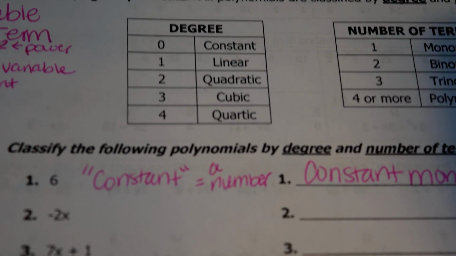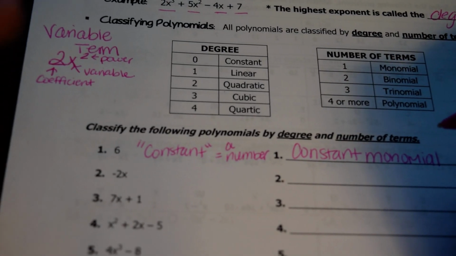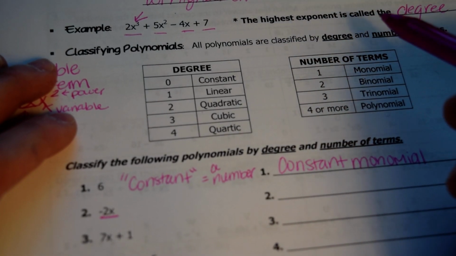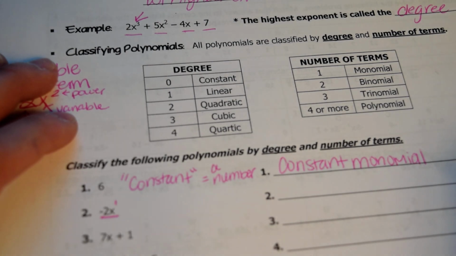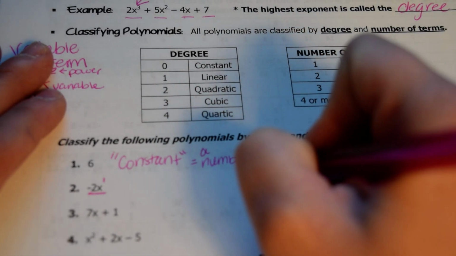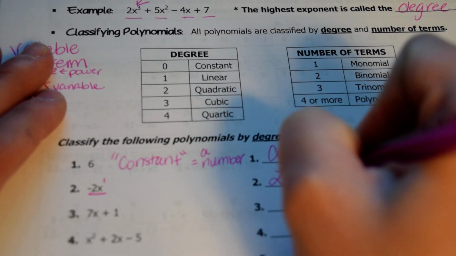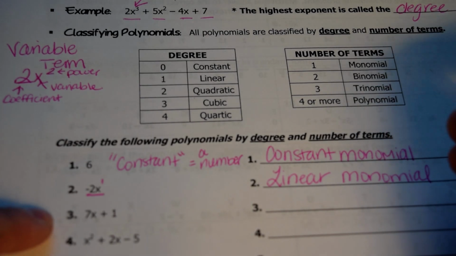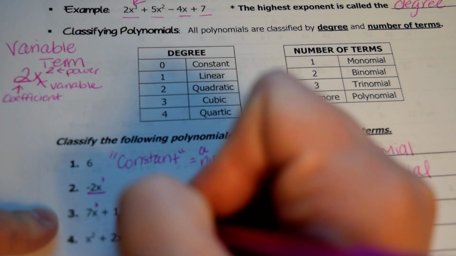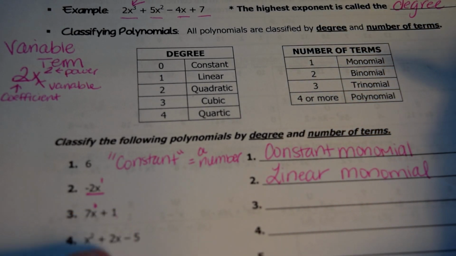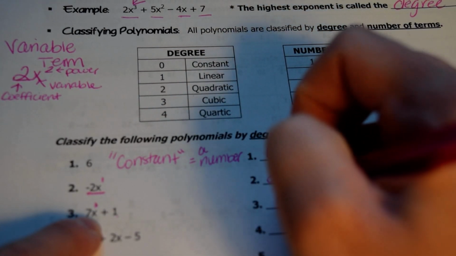Negative 2x, we know it has 1 term because there's no operation, and it has a degree of 1, which we know even if it's not written there. So it is a linear monomial. Number 3, it has 7x to the first plus 1. Well, we have 2 terms, so it's a binomial, and we have a degree of 1, so it's linear.